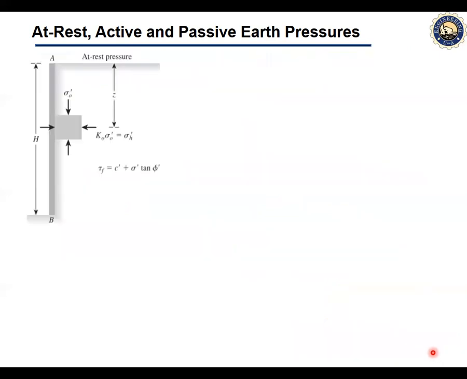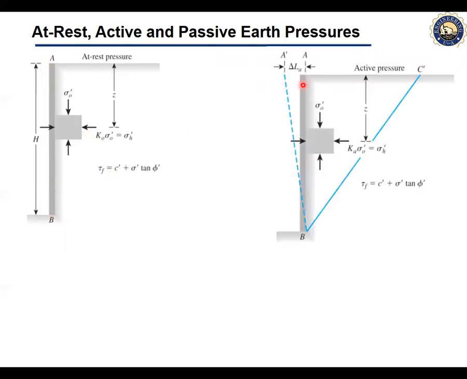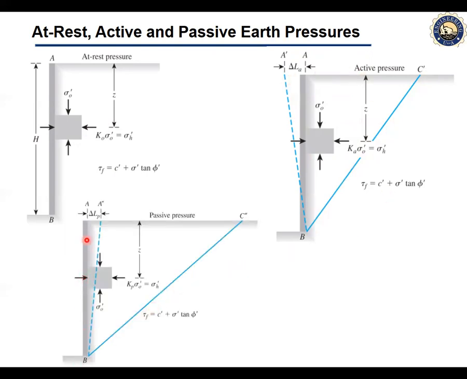Let's see on the figure. If it is a soil block, and this is a retaining wall AB, the soil block adjacent to this retaining wall will be at rest position if it does not have any movement. If the wall moves away from the backfill, then this horizontal stress will be active stress or active earth pressure. This is the failure surface for the active pressure. If the wall is moving towards the backfill, it will be passive pressure.